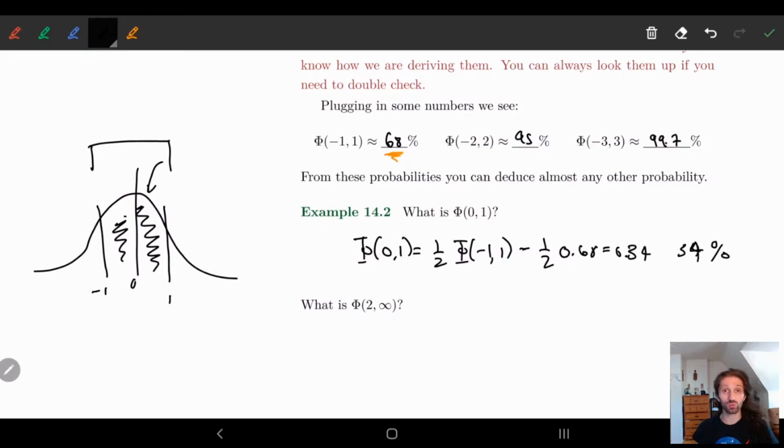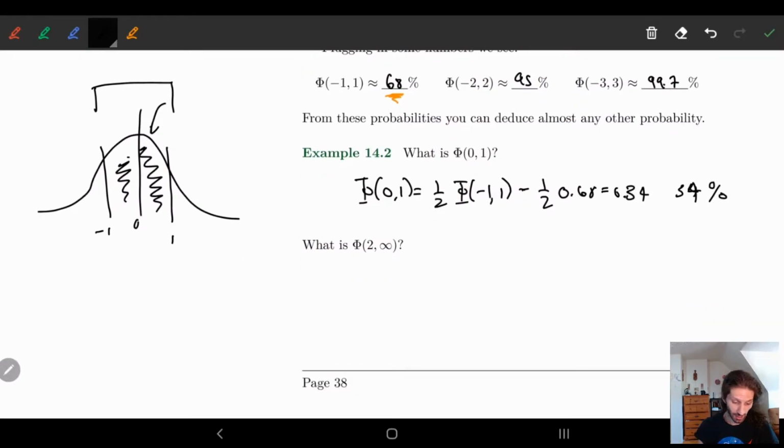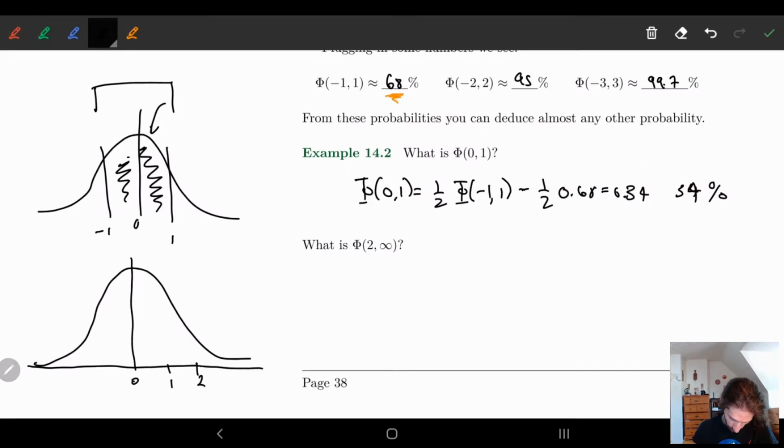How about 2 to infinity? So let's look at this again through the same process. This is what I always do when I'm thinking about something like this. I say, okay, so here's my curve. I put my 0 in the middle. I want to calculate my 2. So here's my 1 somewhere here. My 2 is going to be somewhere here. So I'll put a bottom graph here. I want to go from 2 to infinity. So I want this area here.